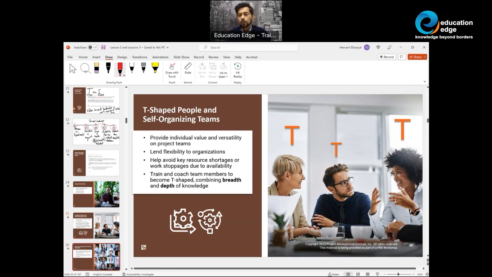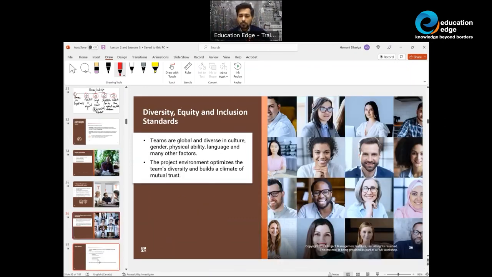Now, the next slide speaks about the current landscape, whether you're in predictive projects or in adaptive projects: teams are formed from various cultures. They have different experiences, they're of different ages, right? So it's very important to encourage or create a culture of diversity, equity, and inclusion. It's key in project management, because when we encourage such a culture, collaboration will take place in the right spirit.